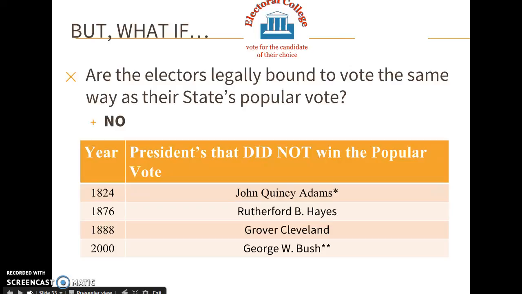Rutherford B. Hayes lost the popular vote. Grover Cleveland. And George W. Bush. Now, what's not on here, just because I don't have the most up-to-date graph, is in 2016, Donald Trump actually lost the popular vote, and he won the electoral vote. So Donald Trump belongs on the list as well.